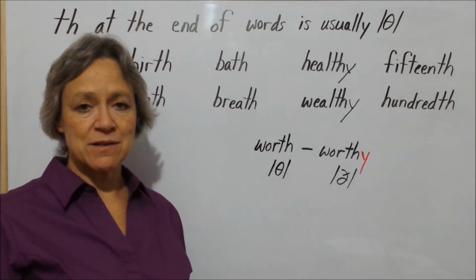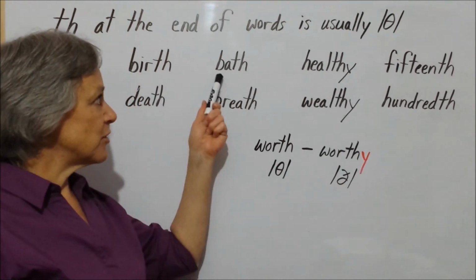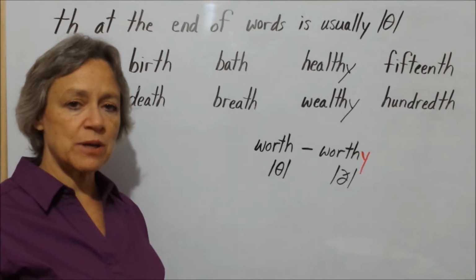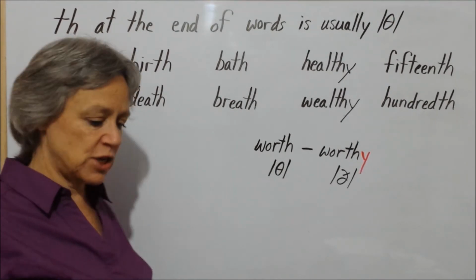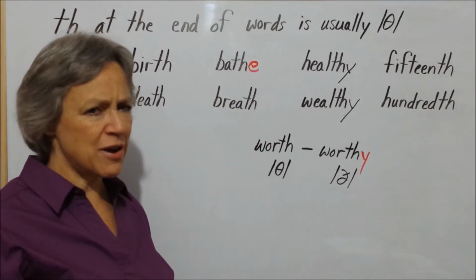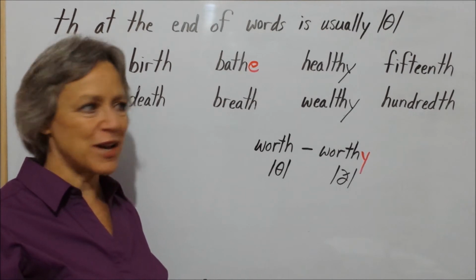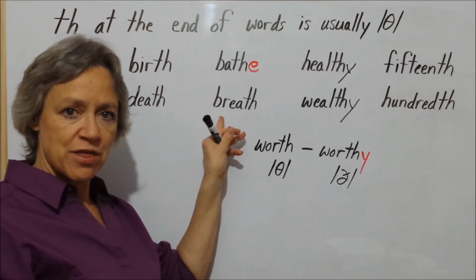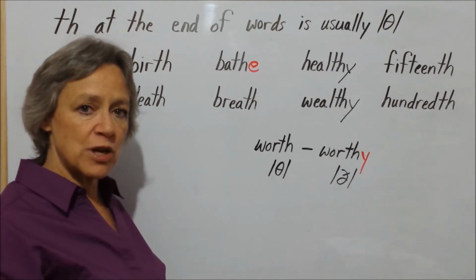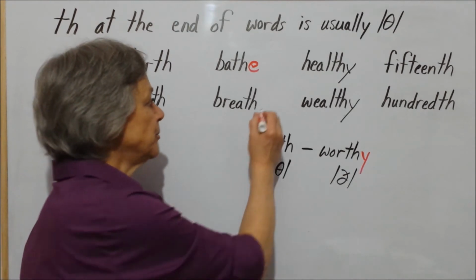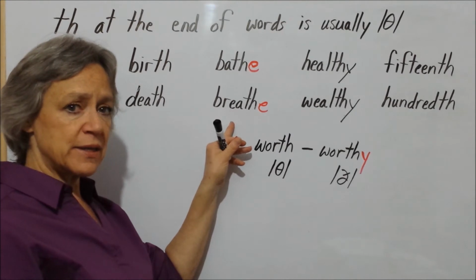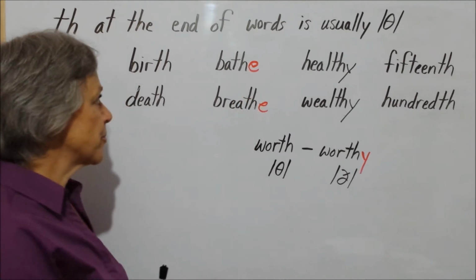If I add an E to some of these words, for example, this word bath, it's a noun. If I add an E to this word, it becomes a verb and the TH changes. It becomes bathe. The vowel also changed, but I'm concerned about the TH right now. This is the word breath. It's a noun. If I add an E to this word, it becomes breathe, and the TH changes. So, with these two now, the TH is now the voiced TH.